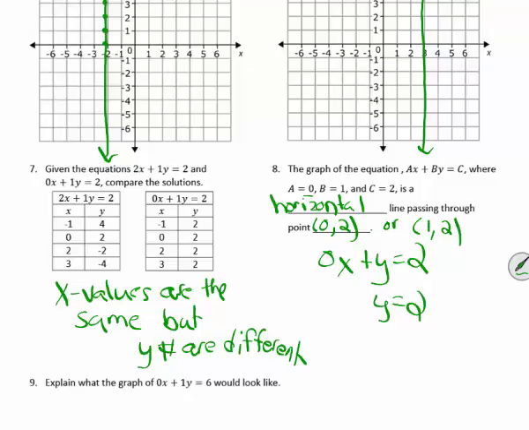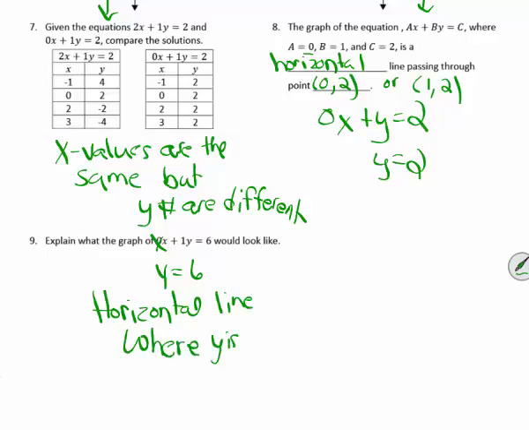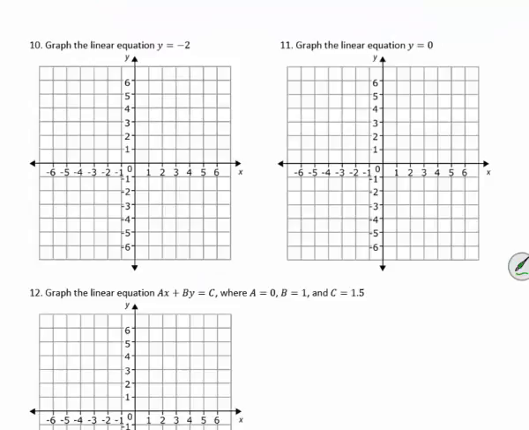All right, explain what the graph of this would look like. So here I have no x's, so I have y equals 6. So this is going to be a horizontal line where y equals 6. All right, next page. We are doing a lot of notes today. All right, graph the linear equation y equals -2. So I'm going to go on my y-axis, I'm going to go down to -2, and then I'm going to draw a horizontal line there. All right, y equals 0. Well, y equals 0 is actually the x-axis, because that's where y is 0.